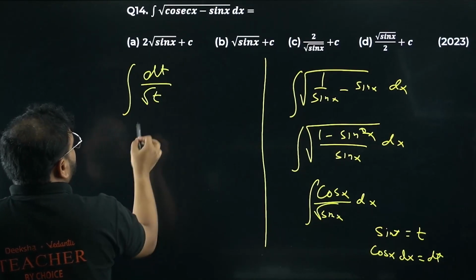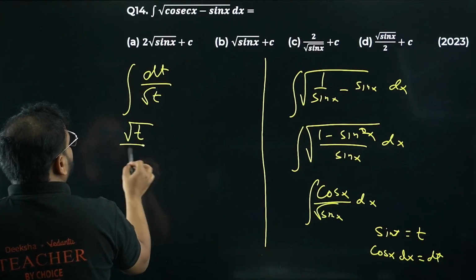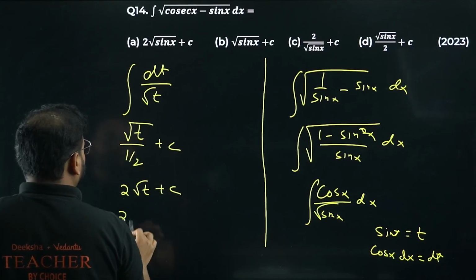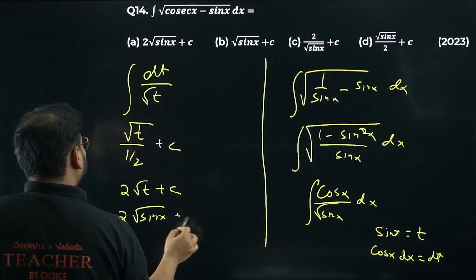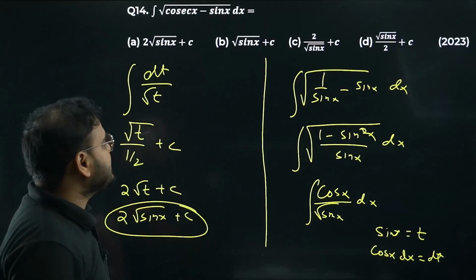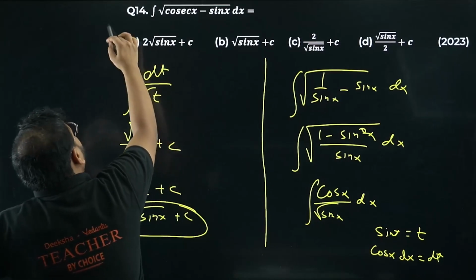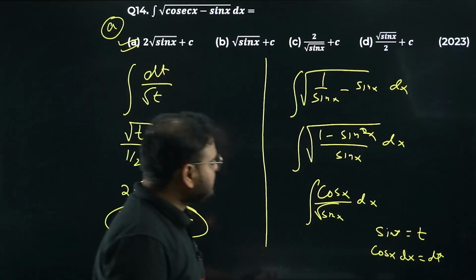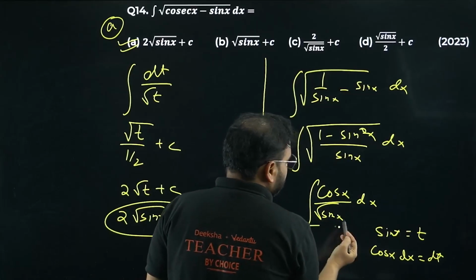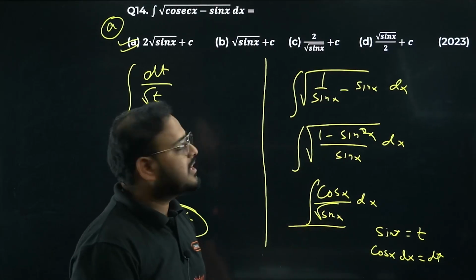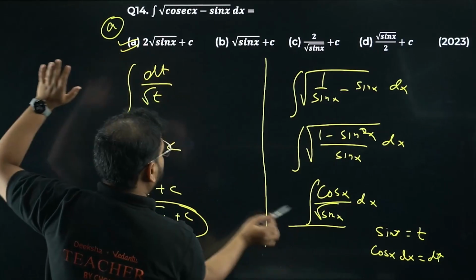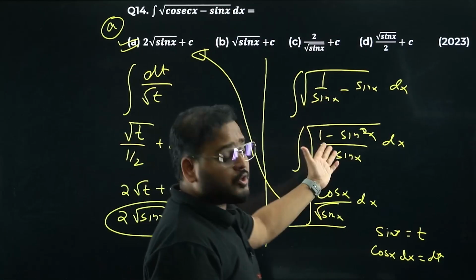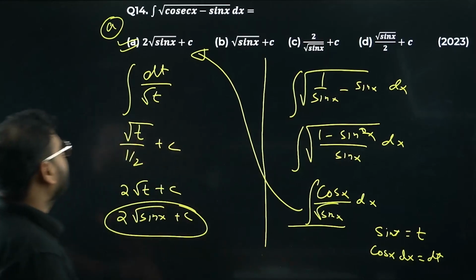What is the answer going to be? You'll have the answer as t to the power 1 by 2 divided by 1 by 2, plus c. So 2 root t plus c. 2 root sin x plus c. Option is A. Please check. I have done all the steps, but you can get the answer directly from here also. If you can write the step, you can see a substitution will be there for sin x as t, and directly the answer will be option A. But the first 2 steps you have to write. If you can do this also in your mind, good for you. 14th is done. 15th now.